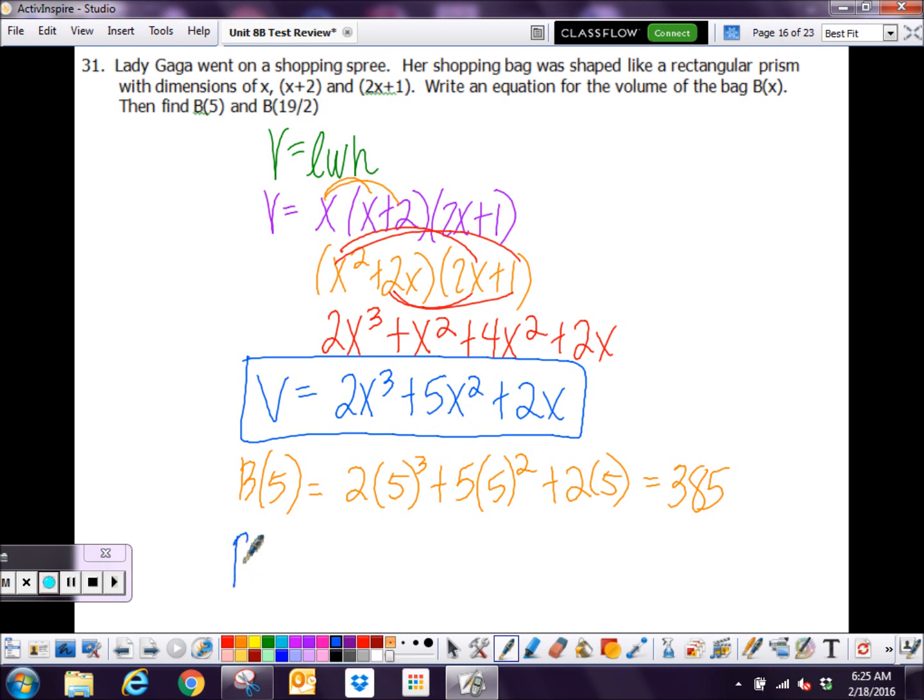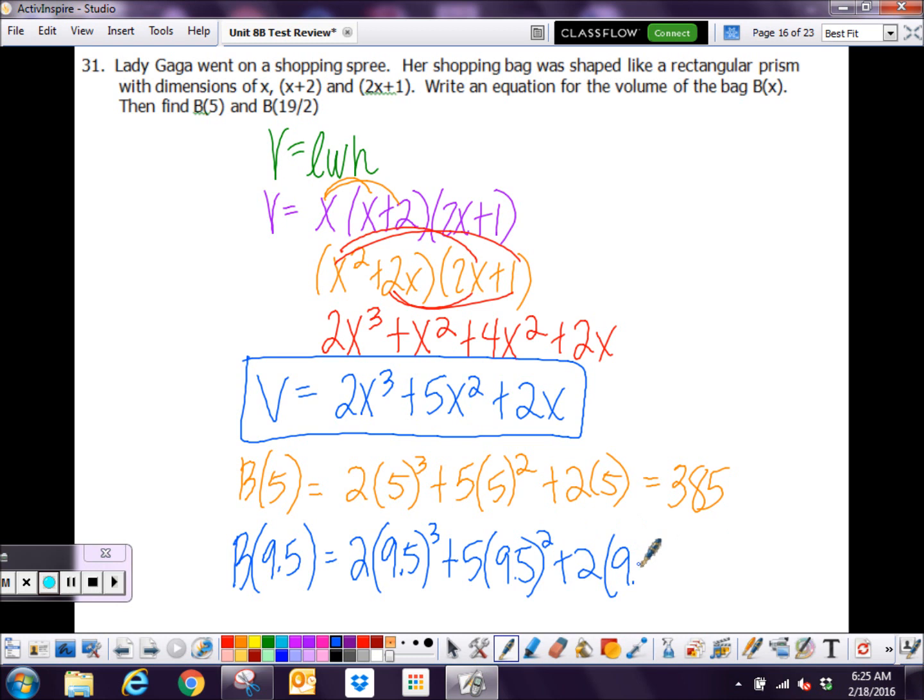Okay, now I'm going to do B of 19 over 2. Now 19 over 2 is actually 9.5, and that's probably a little bit easier to plug in, so I'm going to plug that in instead. So I'm going to have 2 times 9.5 cubed plus 5 times 9.5 squared plus 2 times 9.5, and I'm going to plug that whole thing into my calculator because it can do the work for me.